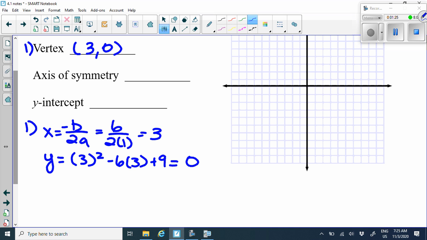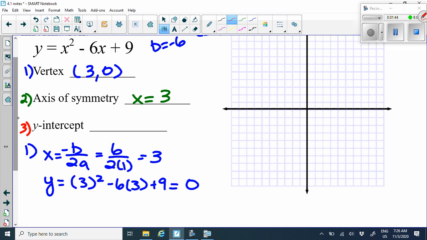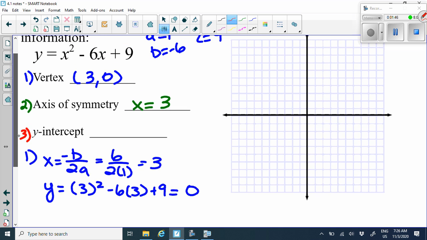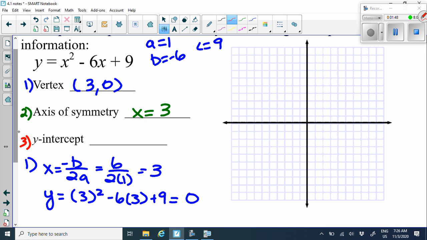Now we're going to figure out our axis of symmetry, because we can automatically do that. Remember, it's always x equals, don't forget that, and then the x value of our vertex, which is 3. Now we can also do our y-intercept. Remember, the y-intercept is always going to be 0 and your c value. So we really don't have to do this at the end; we can automatically tell by our coefficients. We said our c value is 9, so we're going to have (0, 9), and that's going to be our y-intercept.